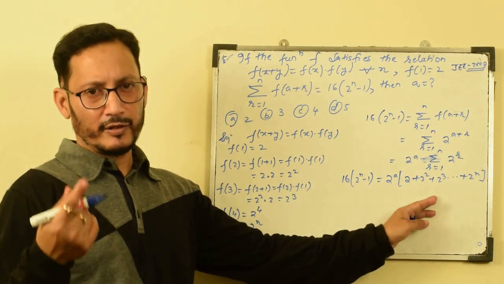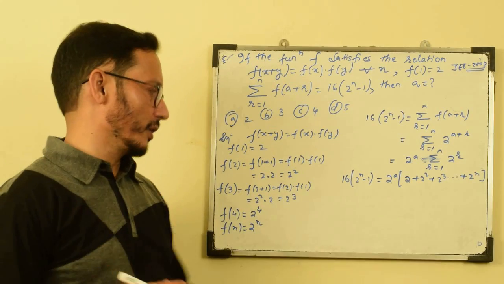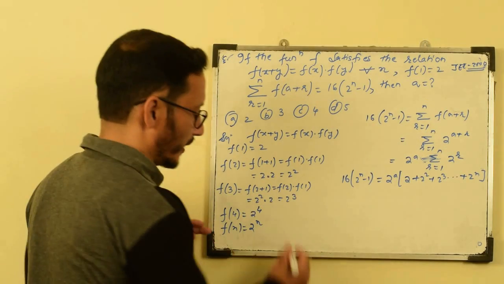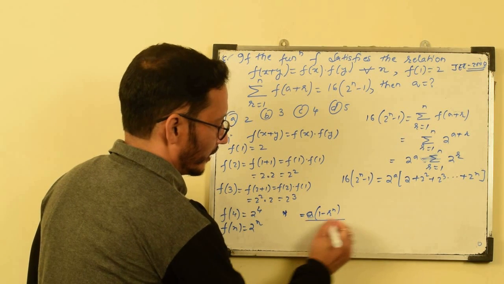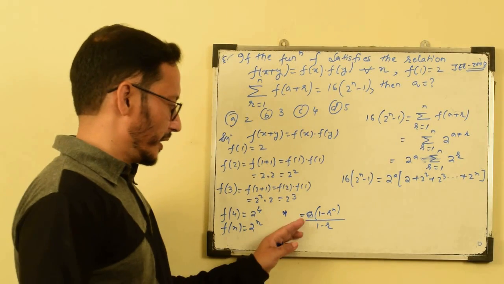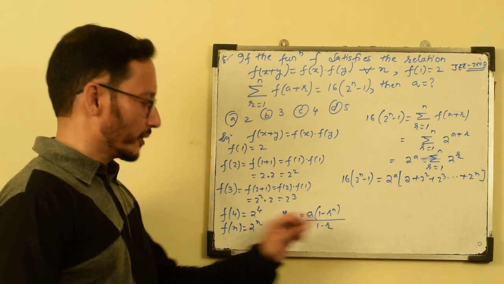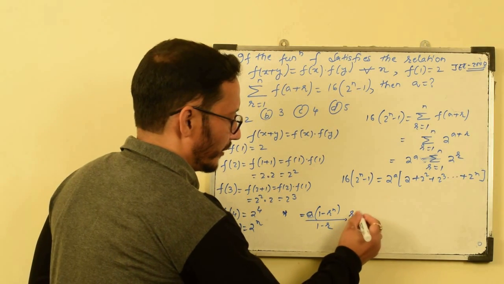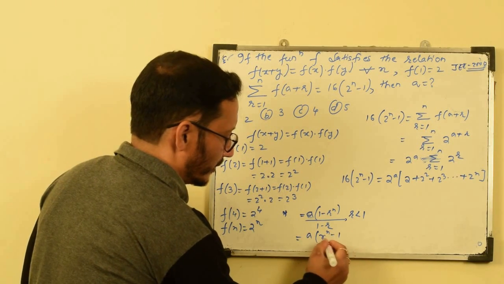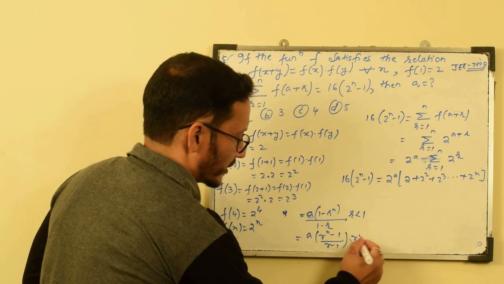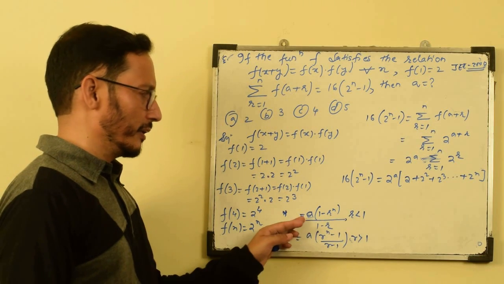So how can I define a GP series? The series whose common ratio is the same is called a GP series. We know the formula for a GP series is a times 1 minus r to the power n divided by 1 minus r. Here a is the first term, r is the common ratio, and n is the total number of terms. This formula is applicable only if r is less than 1. Another formula is a times r to the power n minus 1 divided by r minus 1, used when r is greater than 1. If r is greater than 1, this is your formula; if r is less than 1, the other one is.